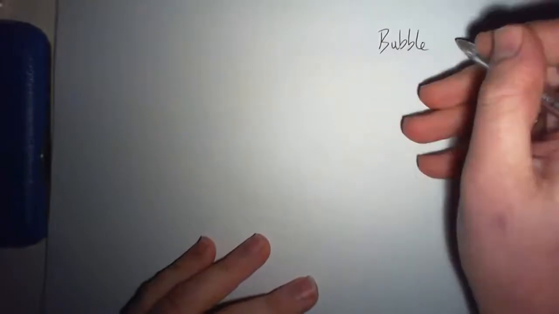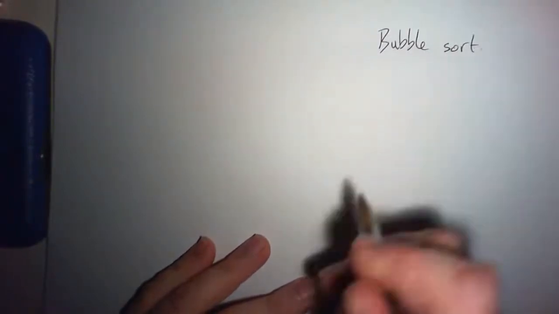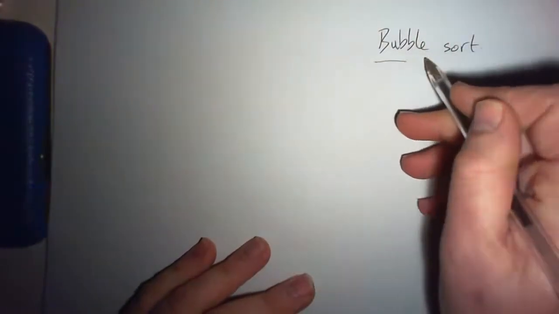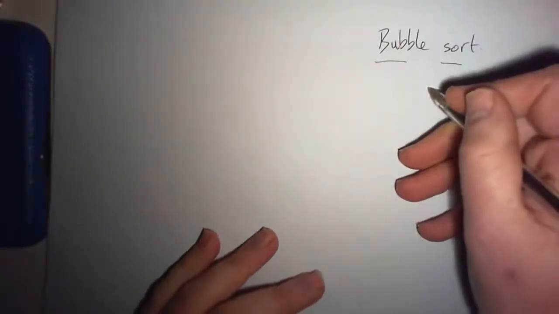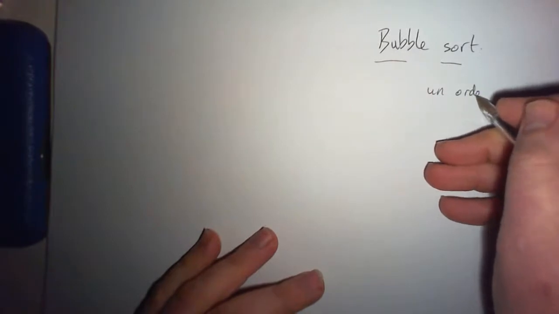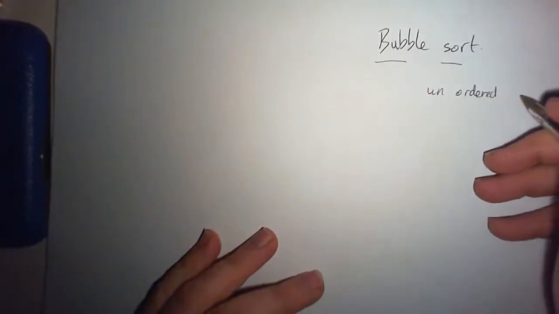Okay, hi everyone. So we've had a look at binary and linear searches, and we're going to move on now to the sorting. And the first one we're going to do today is the one that's affectionately called the bubble sort. Okay, so a bubble sort, it's used to sort unordered lists.